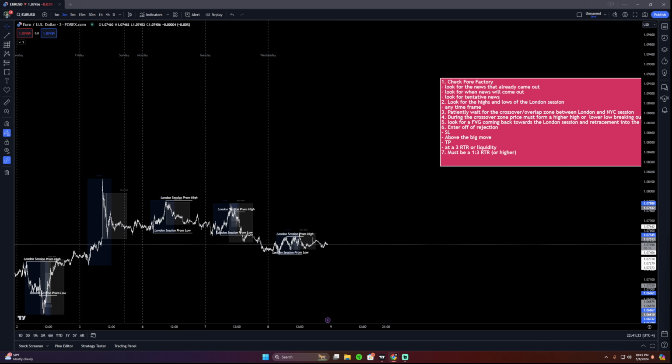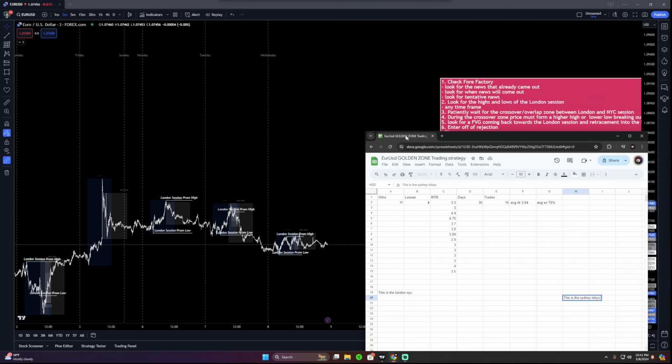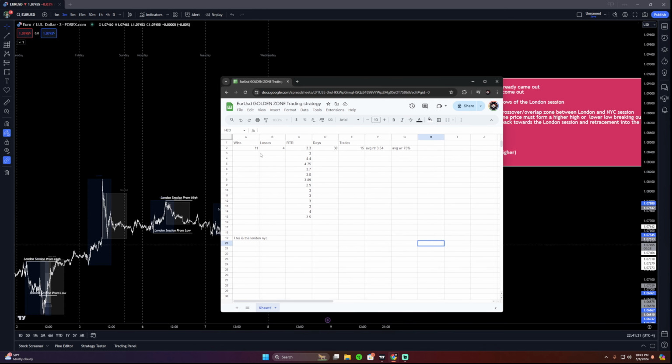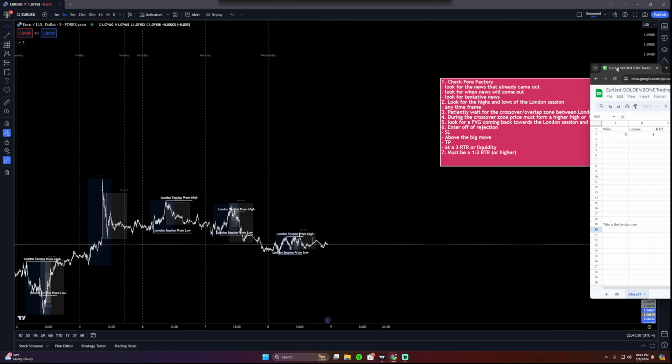Yeah, let's get it. Oh, by the way, the stats on this are right here. Out of my testing, 11 wins, 4 losses, average reward being a 3.3, 75% win rate. Out of 30 days, we had 15 trades, which is a trade every other day pretty much. And this is the London NYC on EURUSD.